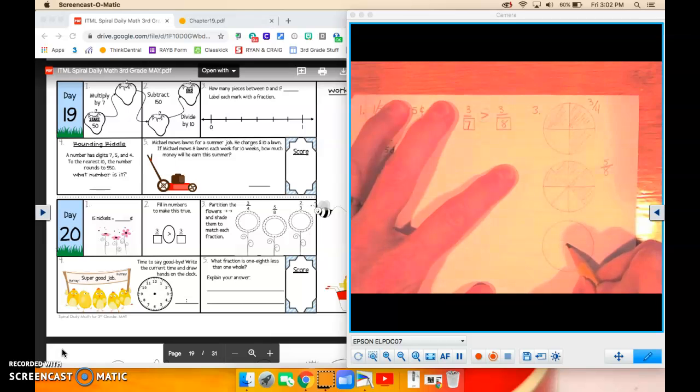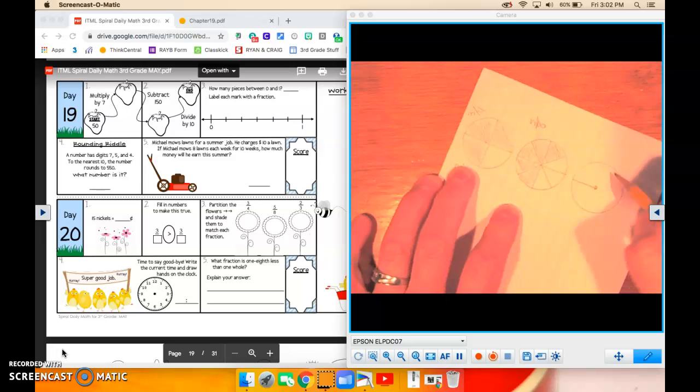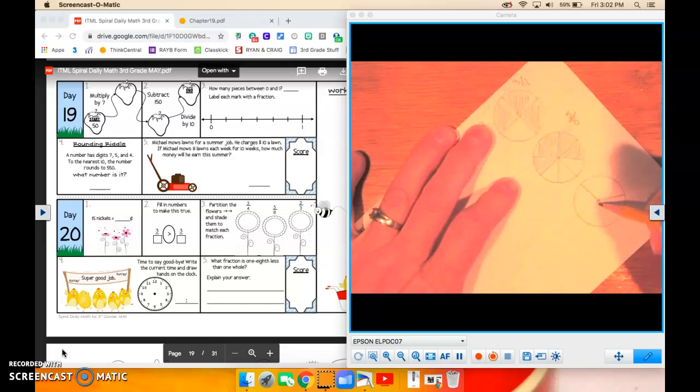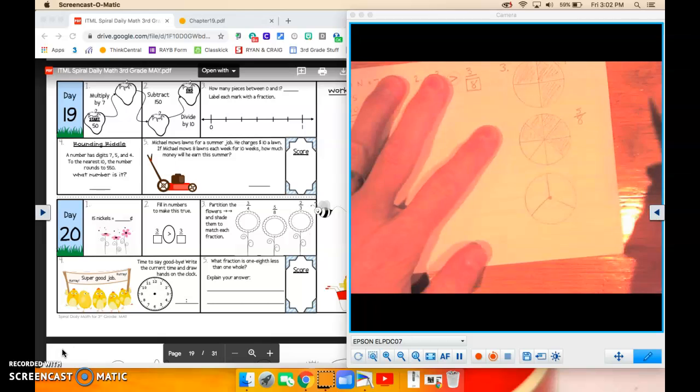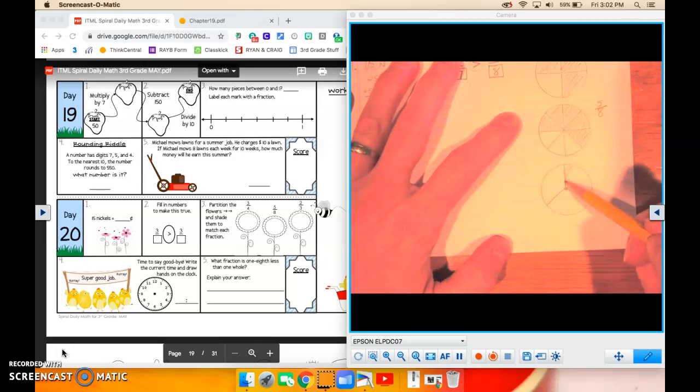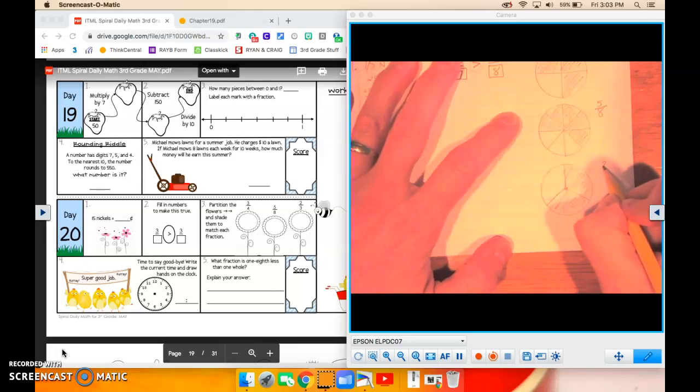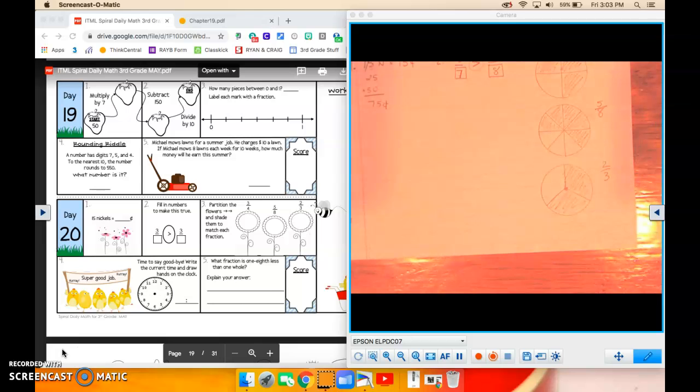So here's about the middle-ish. Okay, so it's going to be something kind of like that. All right. And we want 2 of the 3 colored in. So we're going to color in 1 and 2. There's our 2/3 right there.